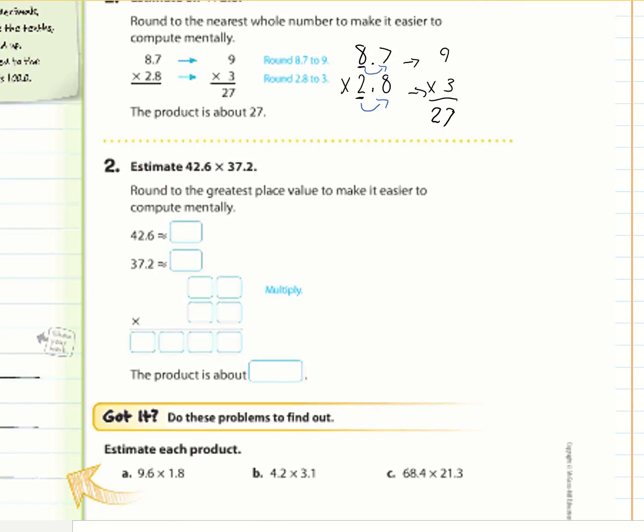Example 2, estimate 42 and 6/10 times 37 and 2/10. So we're going to go ahead and round these mentally. 42 and 6/10, that is closer to 43. And 37 and 2/10, is that closer to 37 or 38? Since it's a 2, we're going to say it's closer to 37. So we are going to multiply 43 multiplied by 37.